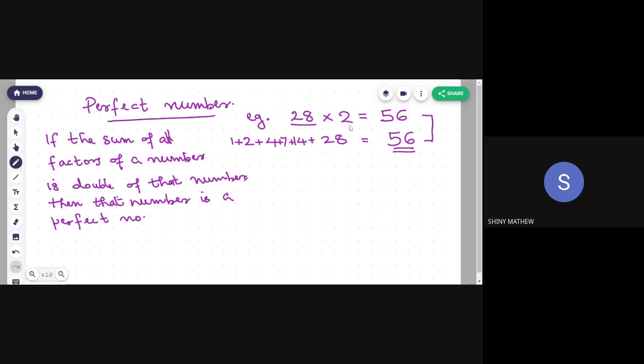We took 28. Doubling 28 gives 56. Then we took the sum of all factors. That is also 56. So we can say, below you write here, sum of factors is equal to double of 28.